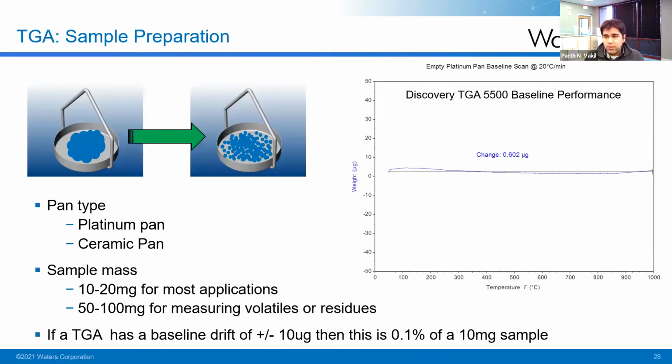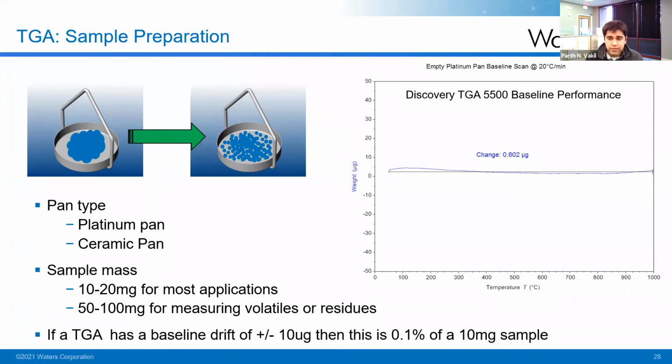So let's talk a little bit more about how you prep a sample before I show you what a real TGA curve looks like. On the TGA, I mentioned you can use a platinum or a ceramic pan. This hangs from a hang-down wire connected to the balance. We typically like to spread out the sample, typically between 10 to 20 milligrams for most applications, unless you're looking for residues. Then you would bump up the mass, because we want to make sure that whatever residue is left at the end is above what we call the baseline noise of the instrument.